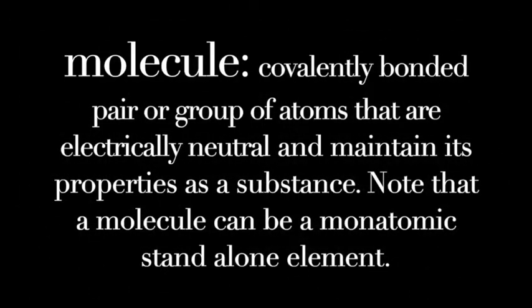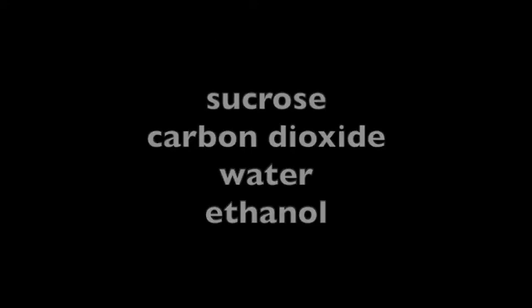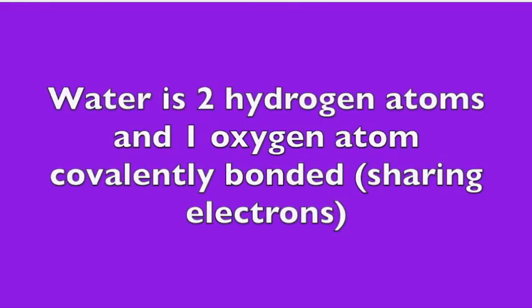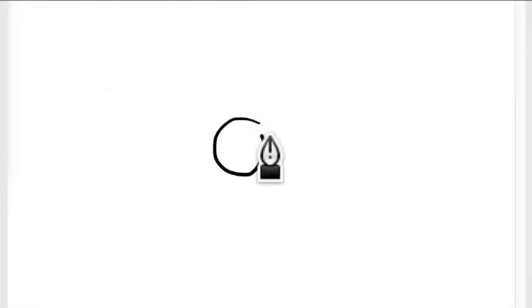A molecule is a covalently bonded pair or group of atoms that are electrically neutral and maintain the properties of its substance. Water and ethanol are examples. But I'm going to focus today on water. It's held together by covalent bonds. It has 2 hydrogen atoms and 1 oxygen atom that are covalently bonded. That means they're sharing electrons.